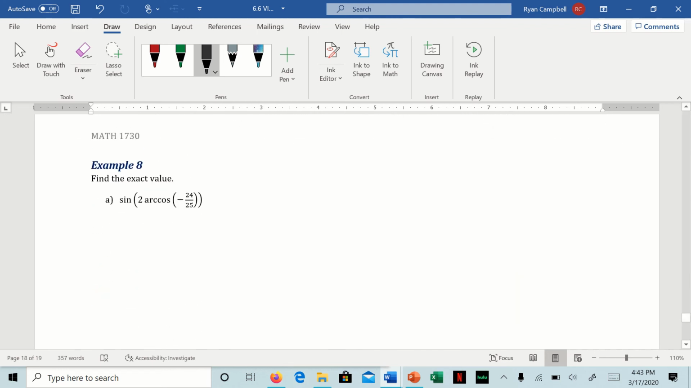So what about this? We got sine of 2 arc cosine of negative 24 over 25. So again, this whole thing, we can just call it alpha. So this is the same as sine of 2 alpha. Now, you can't move the 2 inside. This is a whole angle, and this is just a number 2. Those are 2 very different things. So if we use our formulas, this is the double angle formula. We know that that's 2 times the sine of alpha times the cosine of alpha.